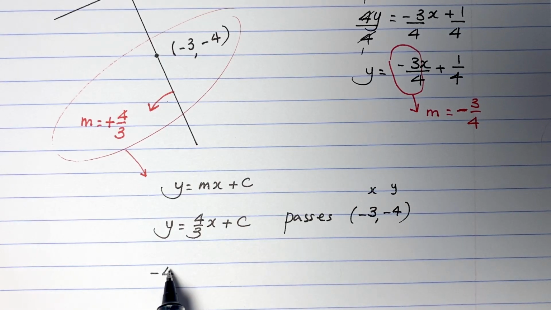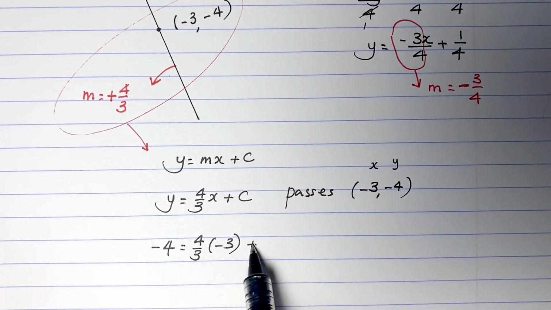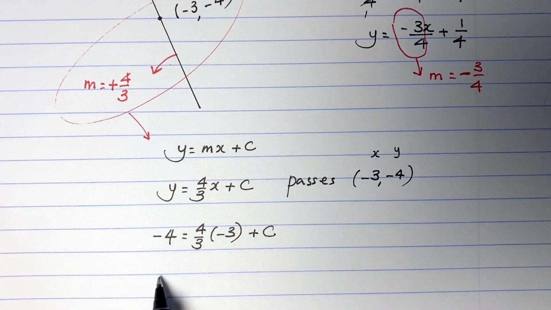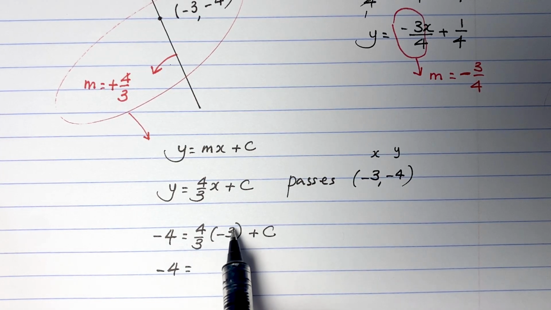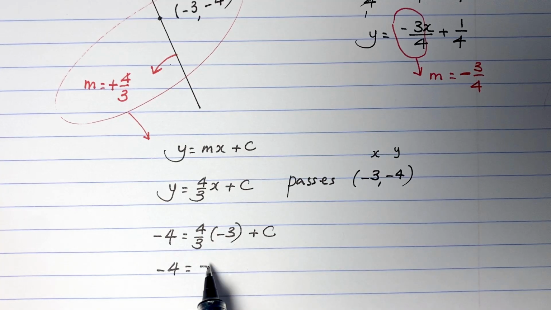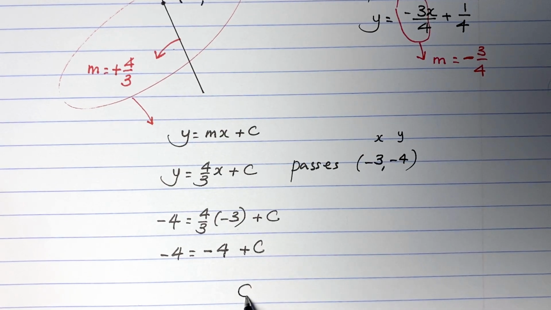Therefore, minus 4 equals 4/3 of x plus c. The 3 and 3 would cancel, so we have minus 4. C in this case would be 0.